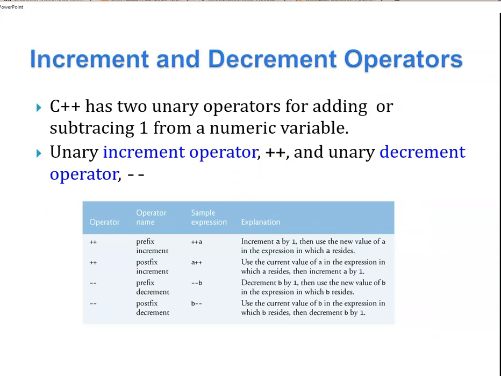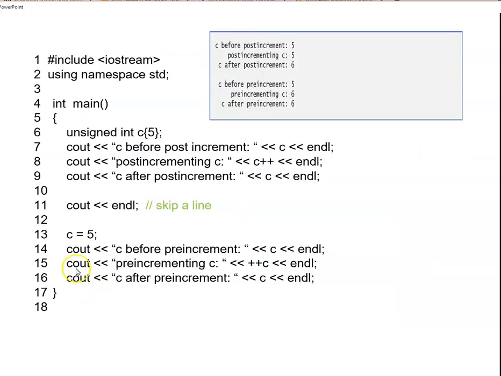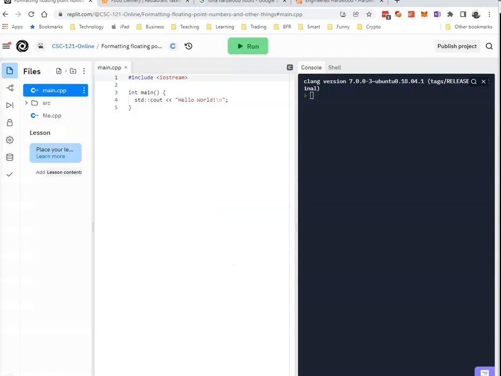Then there's the increment and decrement operators. C++ has 2 unary operators for adding 1: increment, plus plus, and decrement, minus minus. Now, where you put these operators is important. Plus plus a will increment a before its use. a plus plus will increment it after. Similarly with decrement. So here's an example.